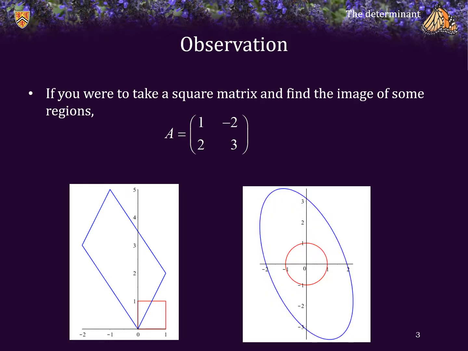For that same matrix, if I take the unit circle with area pi, then the image of the unit circle is this ellipse, and the area of that ellipse is 7 pi. We note that the ratio of the areas always seems to be the same.